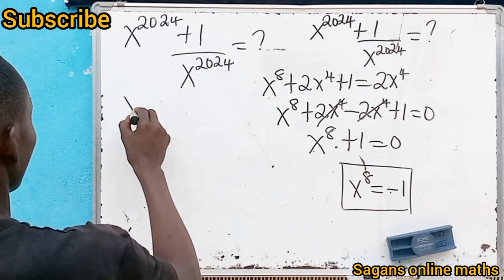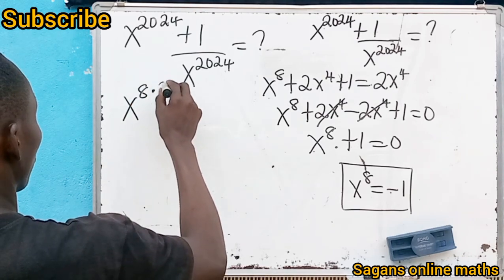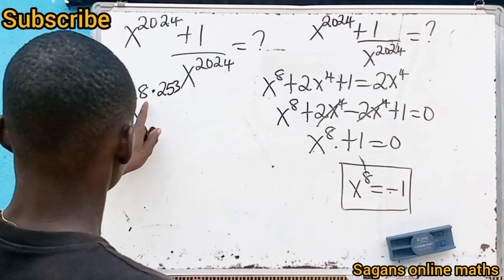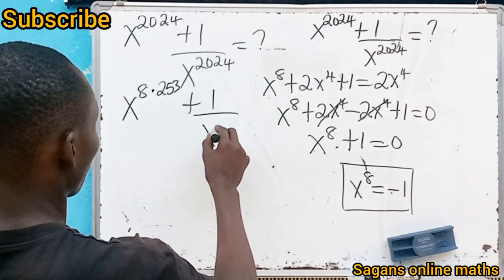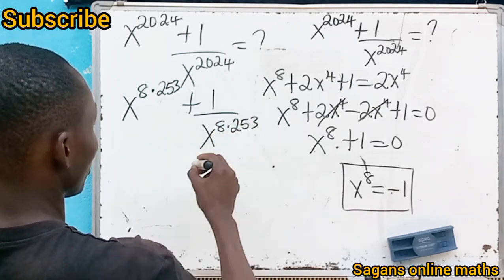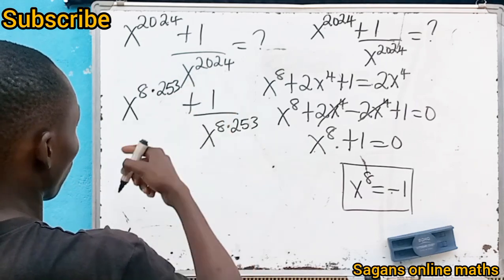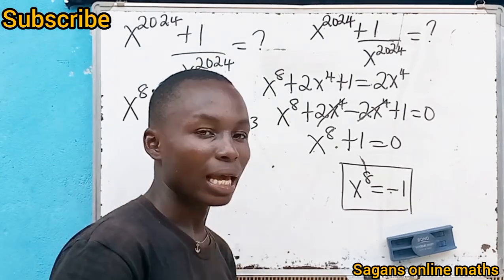So we can also write this as x to the power of 8 multiplied by 253, plus 1 divided by x to the power of 8 multiplied by 253, because 8 times this will give us 2024.